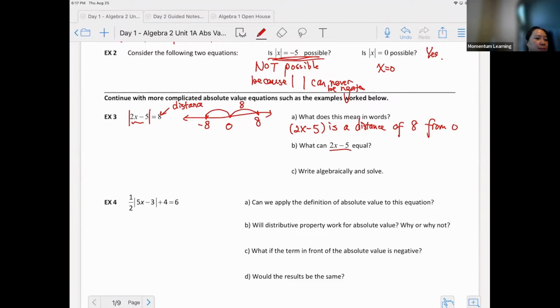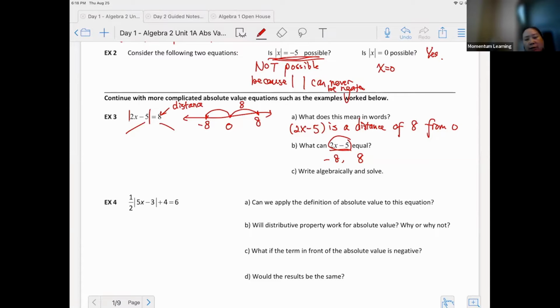Okay, so 2x minus 5 can be equal to -8 or 8 because 2x minus 5 itself has a distance of 8 from 0. So we are going to now solve it. What I teach the students is that we are just splitting that. Whenever you need to solve the absolute value equation, you are splitting that into 2 parts.